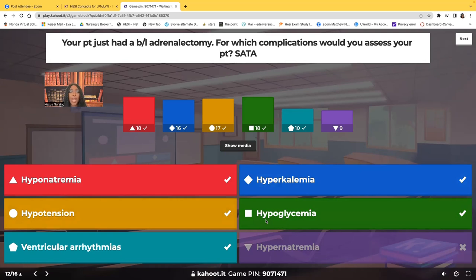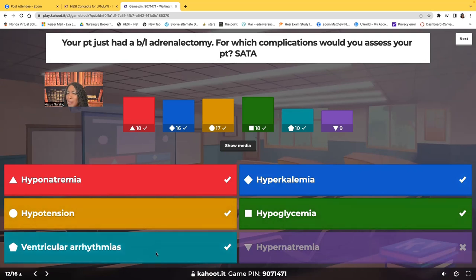Hypoglycemia. Okay, how do I know hypoglycemia? The adrenal glands have been removed. The adrenal glands are responsible, again, for your salt, your sex, your sugar. Salt, that's your mineral corticosteroids. Your sex, that's your androgen hormones. Your sugar, that's your glucocorticoids. If the adrenal glands have been removed, decreased glucose, hypoglycemia, boom. Let's keep moving. Ventricular arrhythmias.